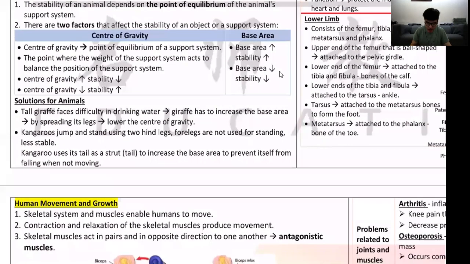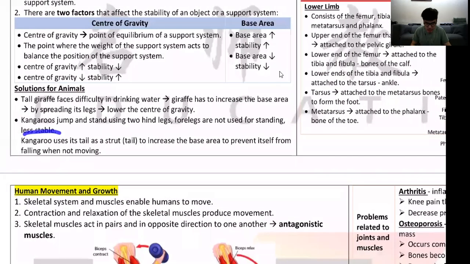All right, so what do animals do to do this? Tall giraffes will open their legs to drink water. This is to increase base area and to lower center of gravity. Kangaroos, since they are using only two legs to stand, have a tail. Tail sort of acts like a strut. Strut is like a balancing structure. This is to increase base area. Okay, when they are not moving, they'll put their tails on the ground, sort of to stabilize themselves, to increase base area.